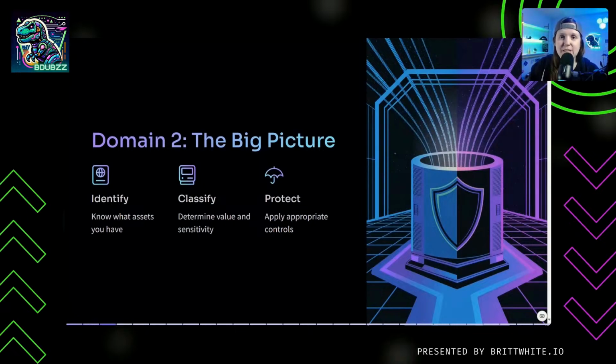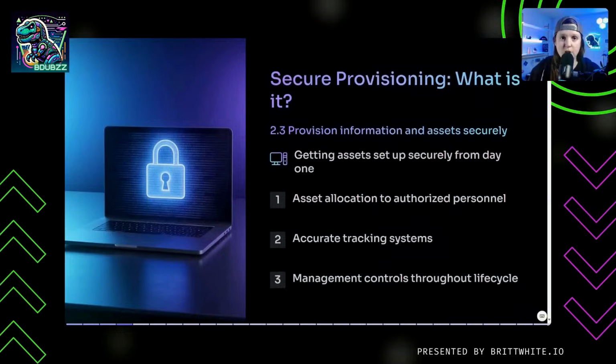Let's get right into exam objective 2.3, which says provision information and assets securely. Now, provisioning. It might sound like a techie jargon word, but it's actually pretty straightforward. It simply means getting things set up and ready to use, but in a secure way. Think about when you get a new laptop. You don't just start using it straight out of the box, right? At least I hope you don't. You install security software, set a strong password, and maybe encrypt the hard drive if you're feeling extra.